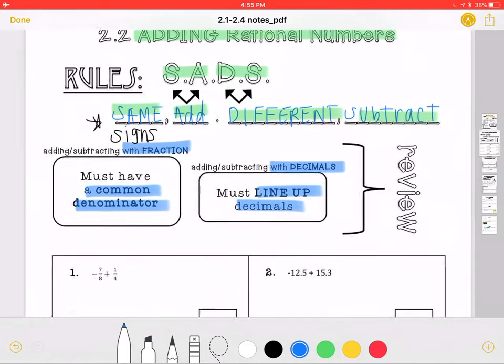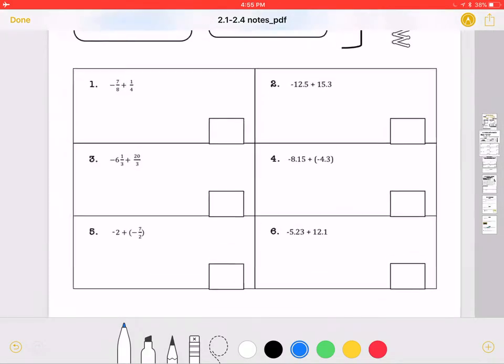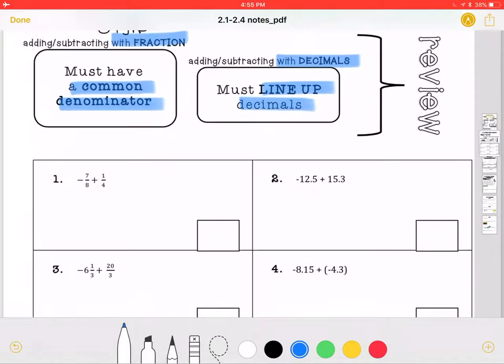So, quick review. All we're going to do here to learn and practice this is just do a bunch of examples together. And I'm going to have you maybe pause and do some on your own and then come back in to check in. So let's look at number 1 here. First example, we have -7/8 plus 1/4. So we're adding rational numbers.